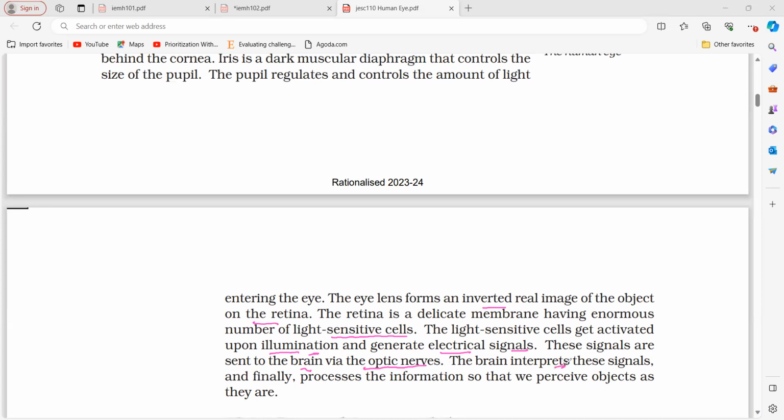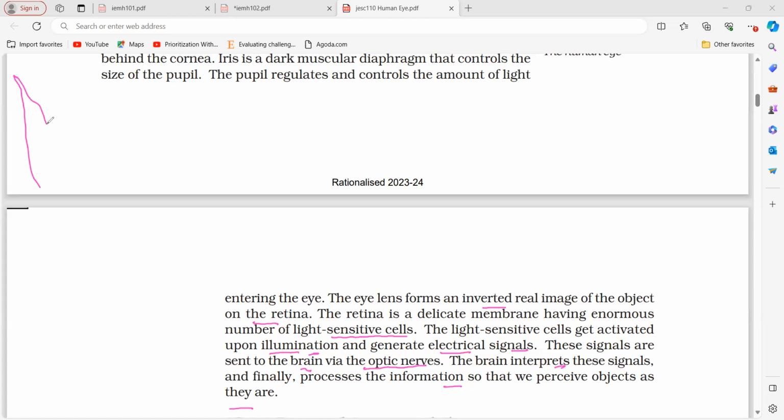The brain now interprets these signals and finally processes the information so that we can perceive objects as they are. And then finally we can see that this is the particular color of this object, this is the shape of this object, and so on. So this is all about the human eye.